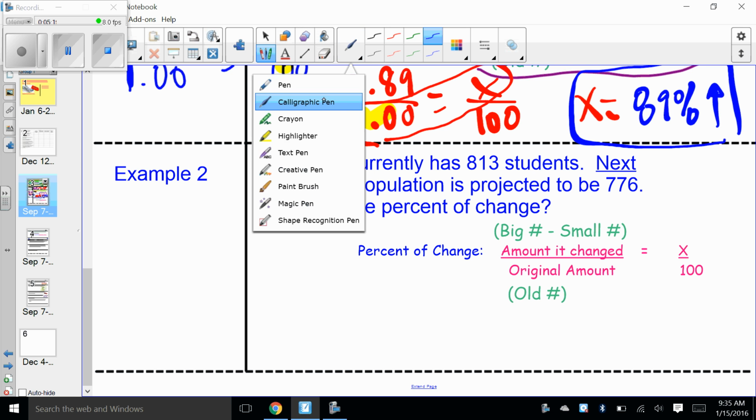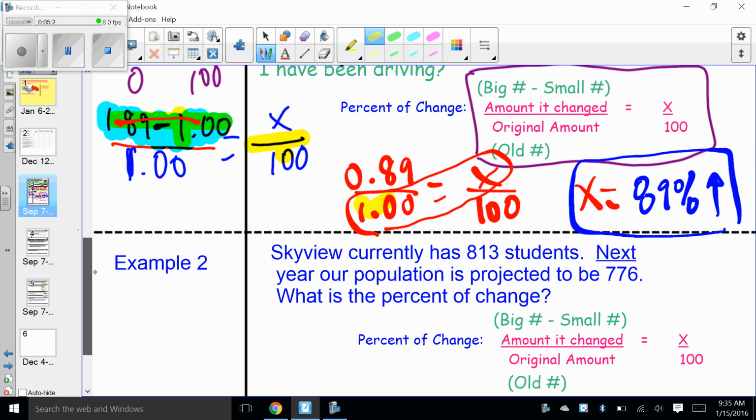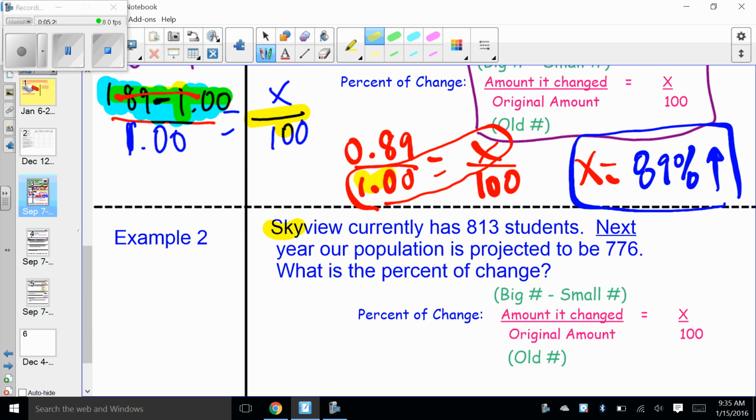If I'm going too fast, you should pause the video, or have your teacher, if you're in class with a sub right now, have the sub pause the video if you need to catch up on your writing there. In example 2, Skyview currently has 813 students. Next year, our population is projected to be 776, which shows that you have a decrease. We're asked to find the percent of change.